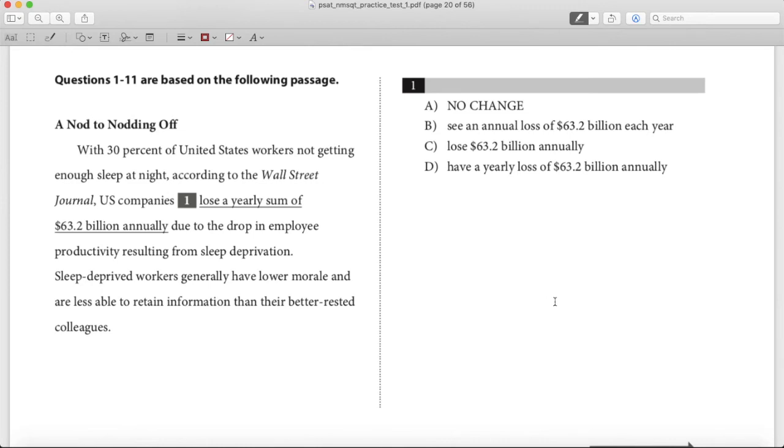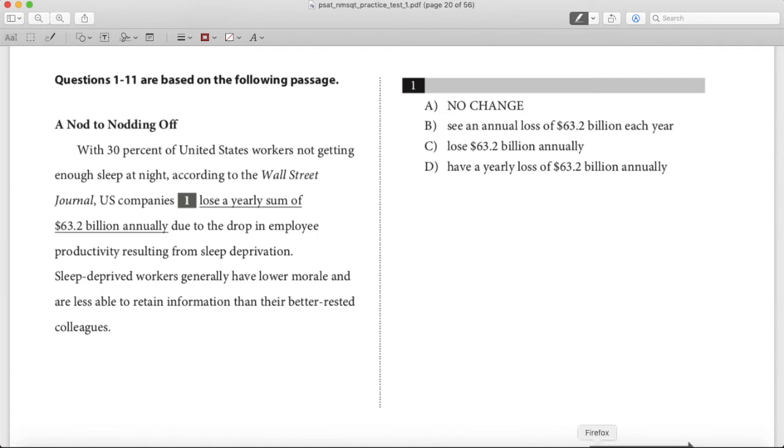A Nod to Nodding Off. With 30% of United States workers not getting enough sleep at night, according to the Wall Street Journal, U.S. companies lose a yearly sum of $63.2 billion annually due to the drop in employee productivity resulting from sleep deprivation. Okay, I'm going to stop you real quick. Let's answer this guy. Nicole, do you know what rule they're testing us on here? The word order? No. I'm not sure which rule you're referring to. I don't know, just like getting rid of unnecessary. Now we're talking, right?